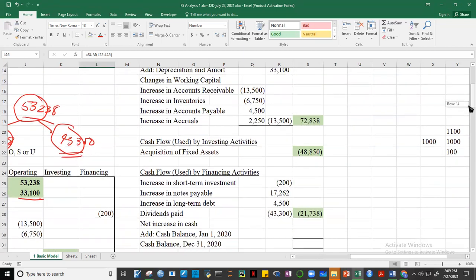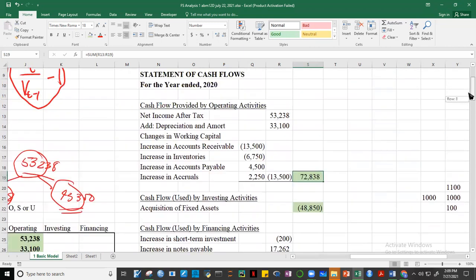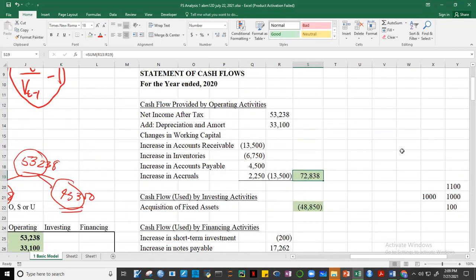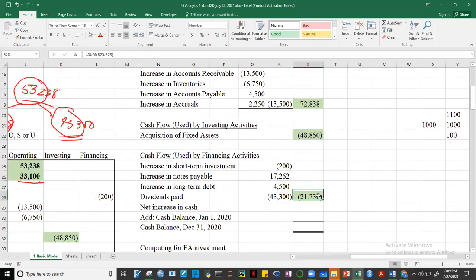Okay, so now you have the 3 main components: operating, cash provided, operating 72,838, cash used 48,850, cash flow used 28,738. And if we get the sum of this, you get the 2,250. Ito na yun. No? So we were able to show guys saan galing yung 2,250 na yan.